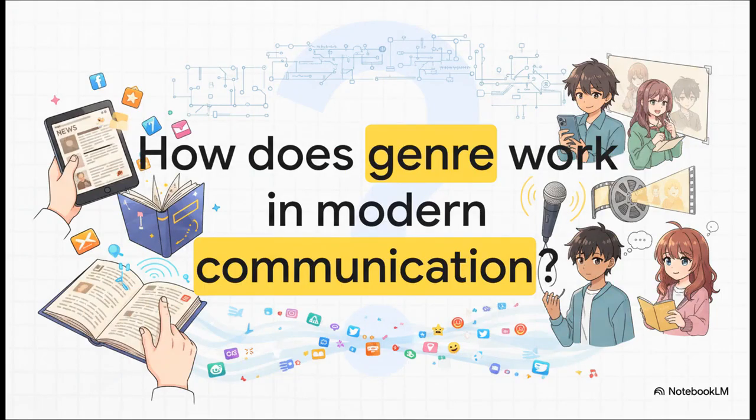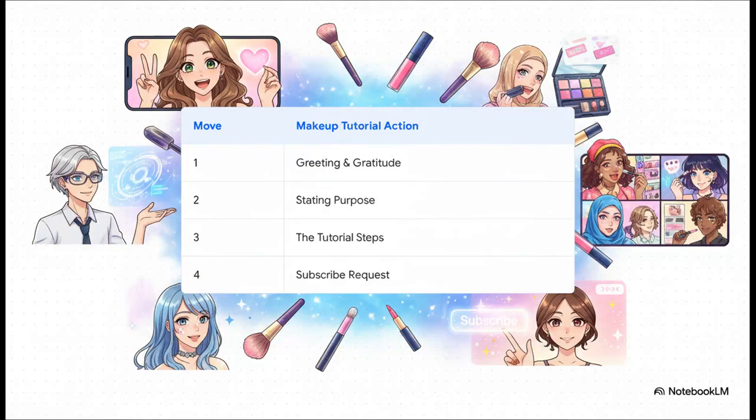So how can we see this idea of a structured genre in the media we see every single day? Let's take a really common example. A YouTube makeup tutorial is a perfect modern genre. It has a clear, predictable structure, or move structure as SFL would call it. It almost always starts with the greeting, then states the purpose, then comes the step-by-step tutorial itself, and it almost always ends with a call to action, right? Like and subscribe. This predictable pattern is exactly what makes it a genre.